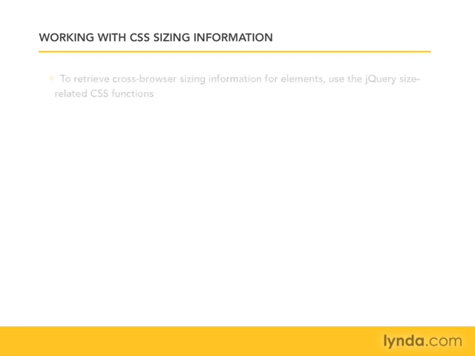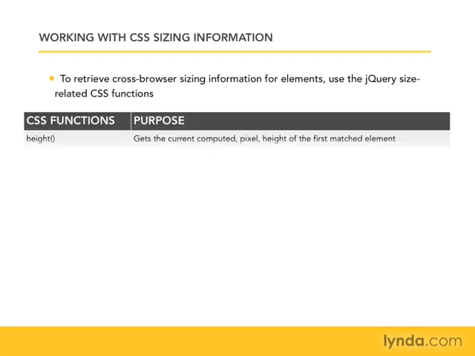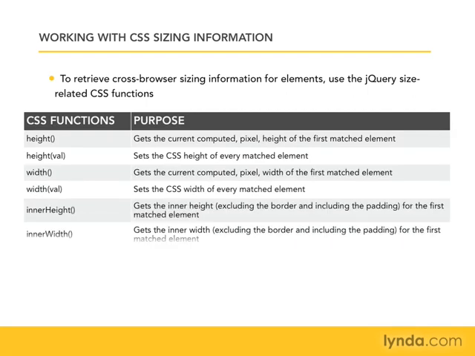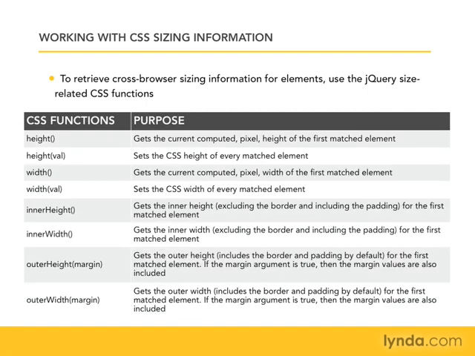And then finally, the CSS sizing information, you can figure out how big elements are by using a variety of functions that jQuery gives you. And again, these work across browsers. So the height functions will either get the current computed by the browser pixel height of the first matched element in the set, or you can set the height of all the matched elements. Same thing for width. You get the current width as it's been computed by the browser, or you can set the width.